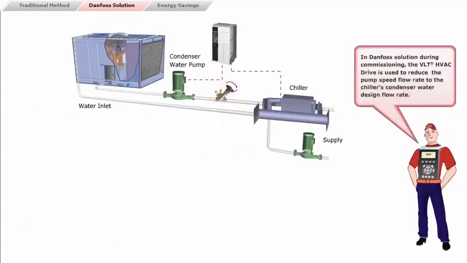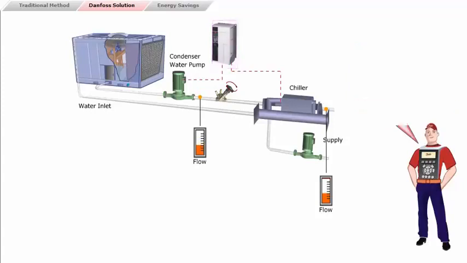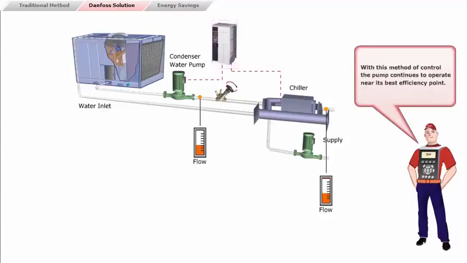In the Danfoss solution during commissioning, the VLT/HVAC drive is used to reduce the pump speed and flow rate to the chiller's condenser water design flow rate. With this method of control, the pump continues to operate near its best efficiency point.